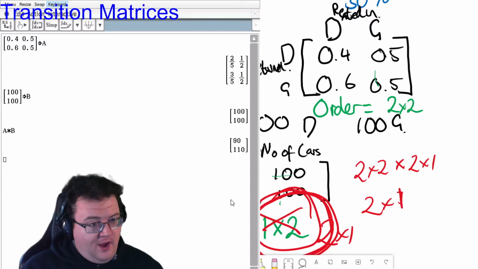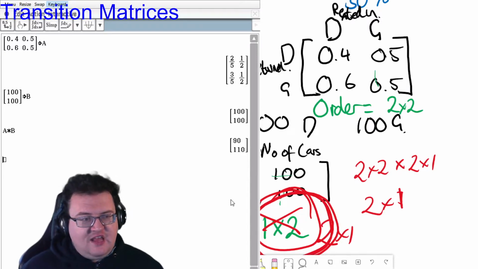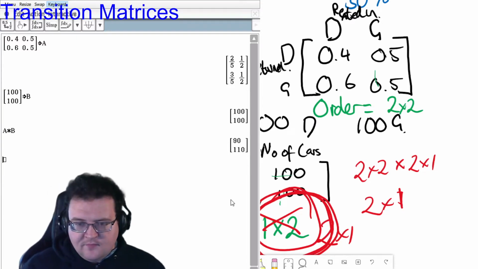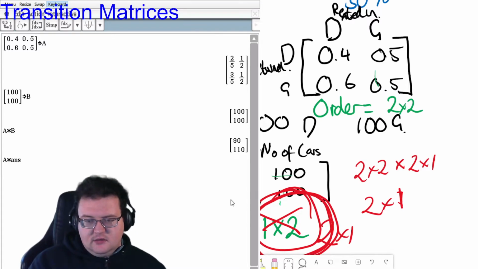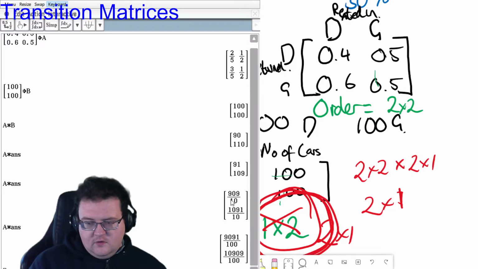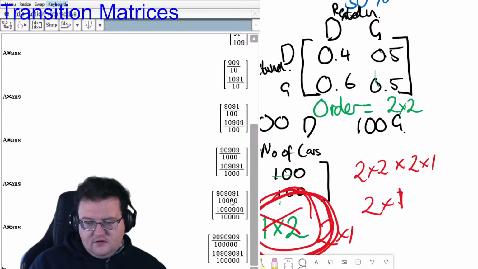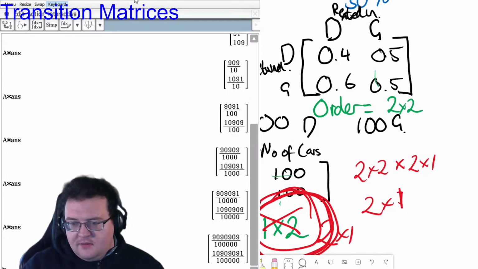That's after week 1. Well, what happens if I keep repeating this process? A times ANS, the answer, at the second week, 3rd, 4th, 5th, 6th. Alright, so I'm going to take that off of standard.